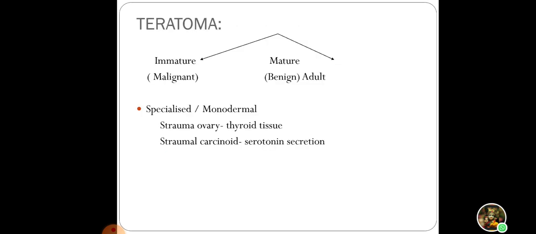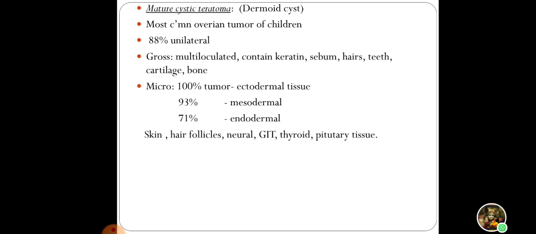Second one is the teratoma. It is classified into two forms, immature and mature teratoma. Immature is the malignant one and mature is the benign. Specialized and monodermal types include struma ovarii, thyroid tissue, and strumal carcinoid with serotonin secretion.